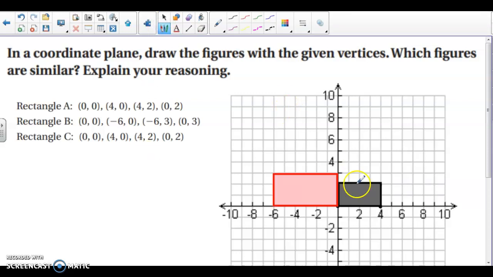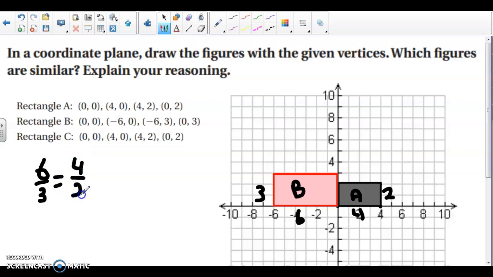Alright, so I've gone ahead and drawn rectangle A here, and this would be rectangle B. So let's first look and see if these two are similar. Rectangle A, the side lengths are 4 and 2. And the side lengths for rectangle B are 6 and 3. So if we set these up, we say 6 over 3. Well, 6 over 3, the ratio of that, is that equal to the ratio of 4 over 2?